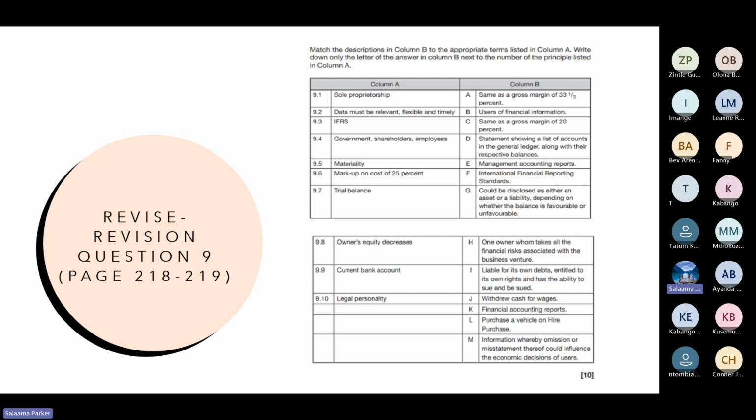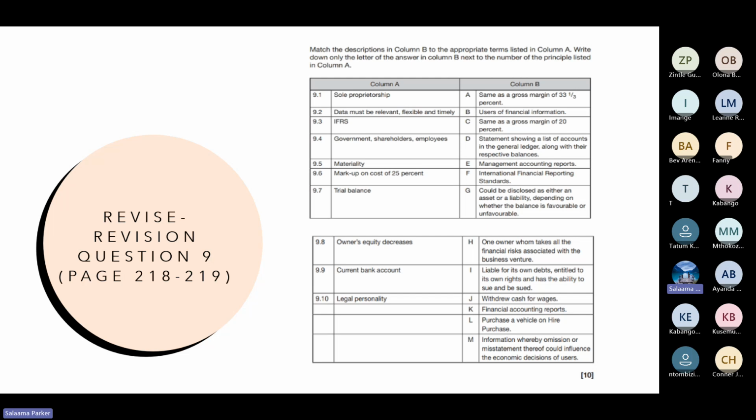Government, shareholders, employees, what are they? B, very good. They are the users of financial information. What is materiality? I'm sure you know that. That is correct: information whereby omissions or misstatements could influence. So this is one of your qualitative characteristics.